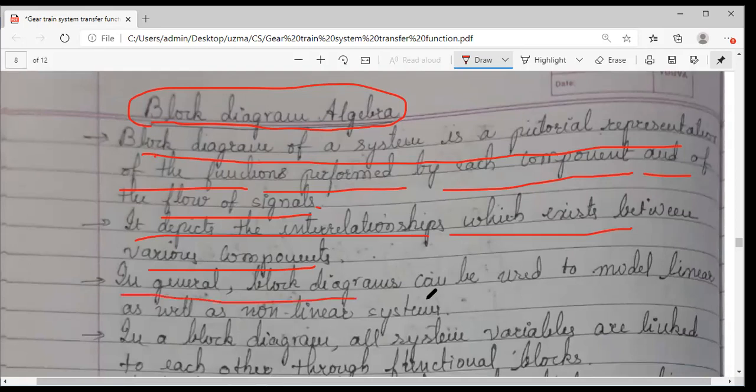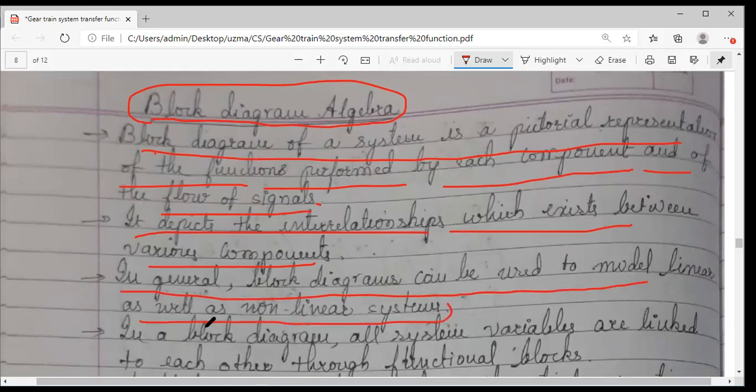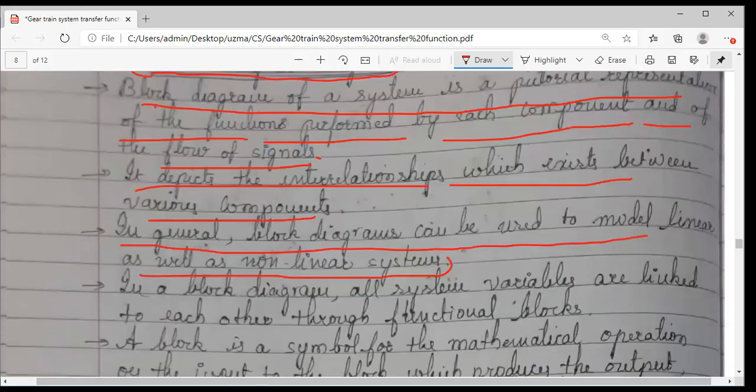In general, a block diagram can be used to model linear as well as non-linear systems. Linear systems vary with time linearly. The law of superposition holds good for linear systems. For non-linear, it won't hold good. So in a block diagram, all system variables are linked to each other through functional blocks.